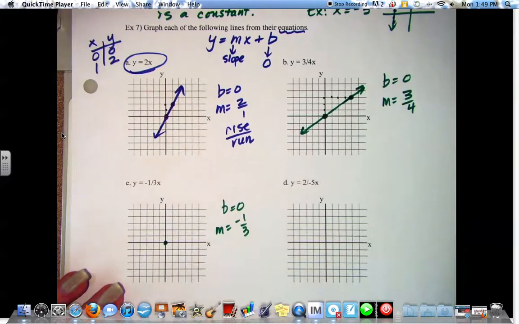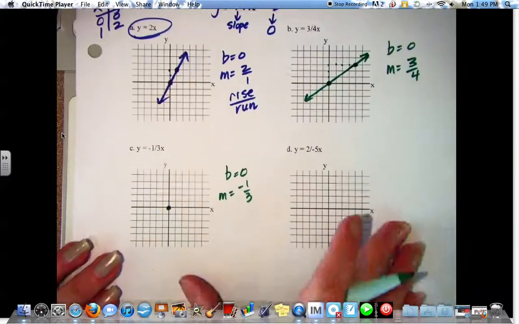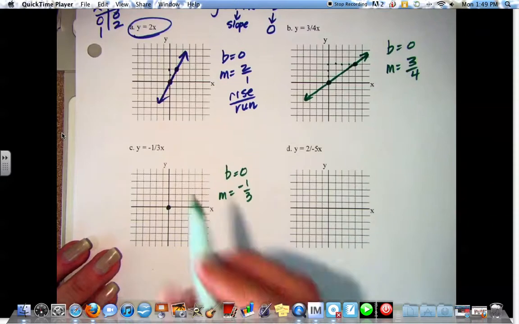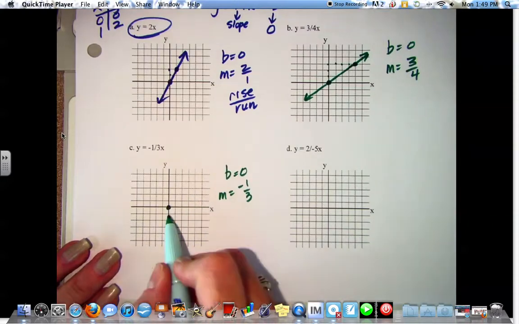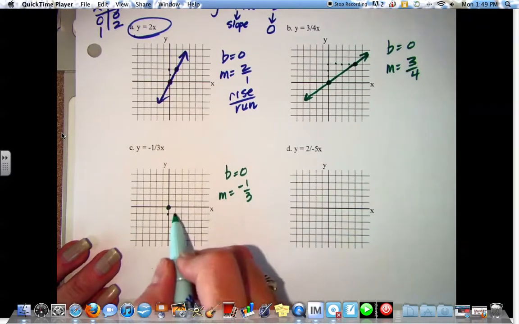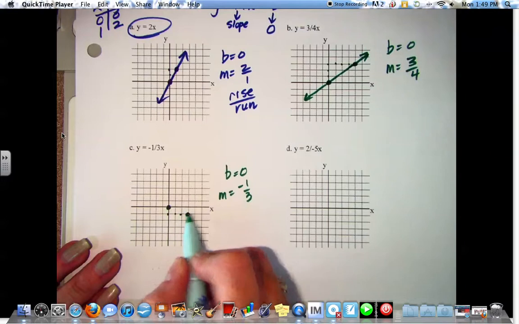The origin, 0, 0. And my slope is negative 1/3, so my rise will be what? Negative 1. I go down 1, and my run is 3, so I go over 1, 2, 3.